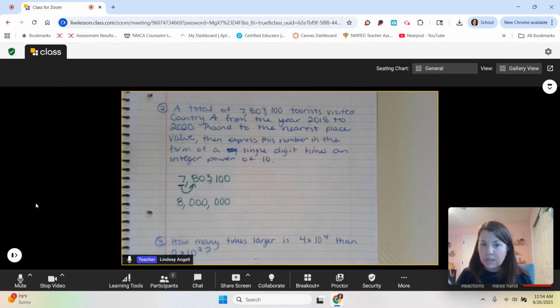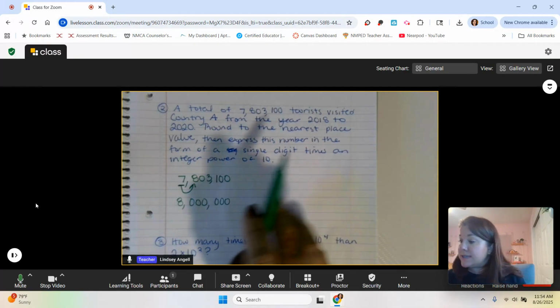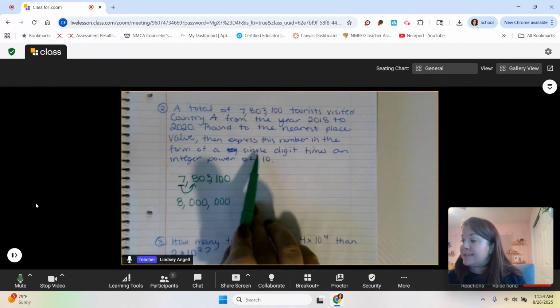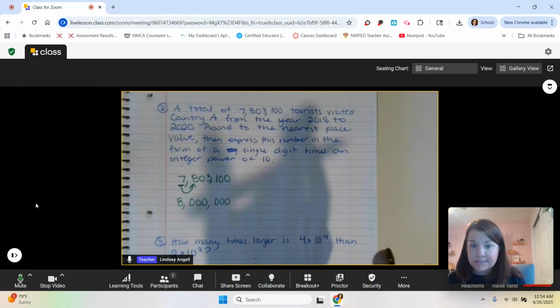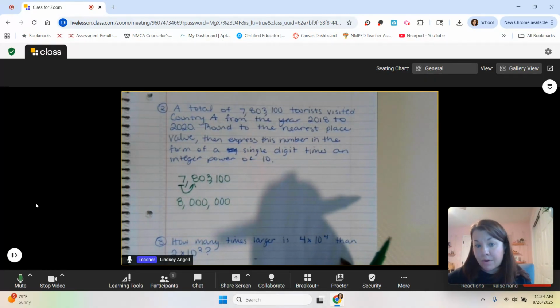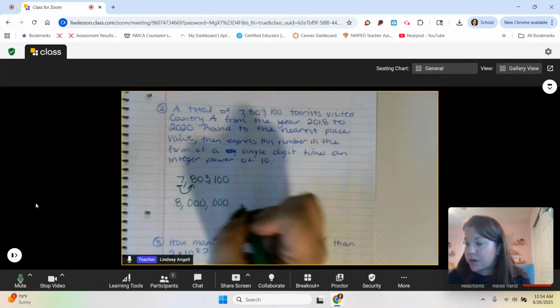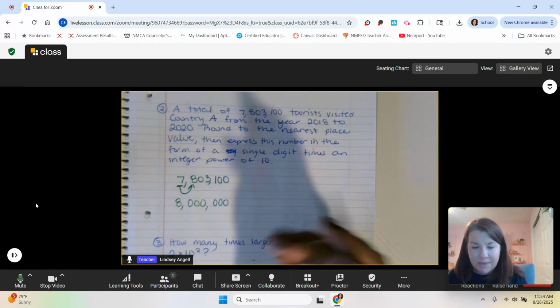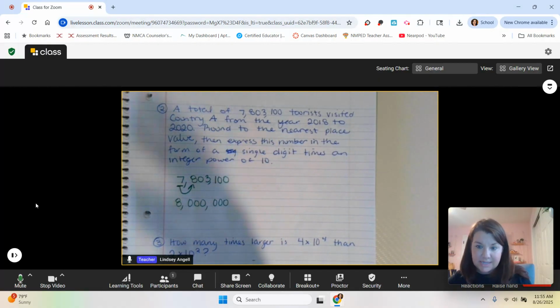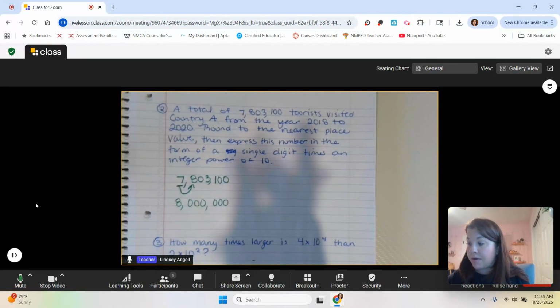So, this next part, once you get the hang of it, it's very, very easy, okay? But what I'm going to do, so it says, I'm going to write it in the form of a single digit, so that's like one place value in the ones place, times an integer power of 10. So in order to do that, I need to figure out, going back to the place value, right? We did all those like 10 to the third power, 10 to the second power.